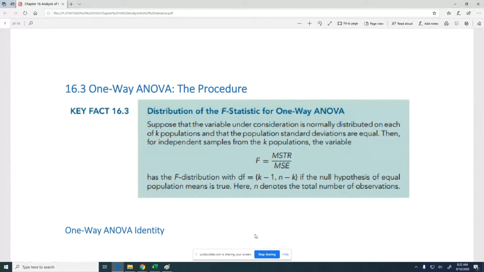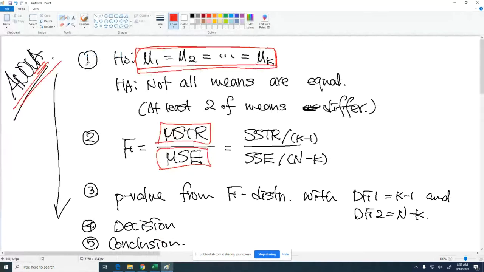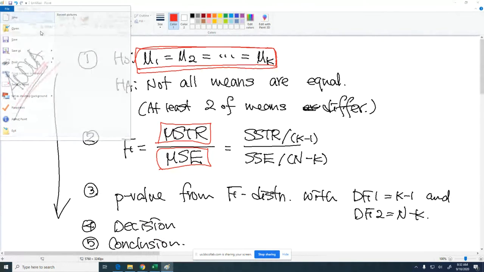It is the F-test statistic with the 2 degrees of freedom. The next topic is the identity, but today I want to introduce you to another sum of squares.